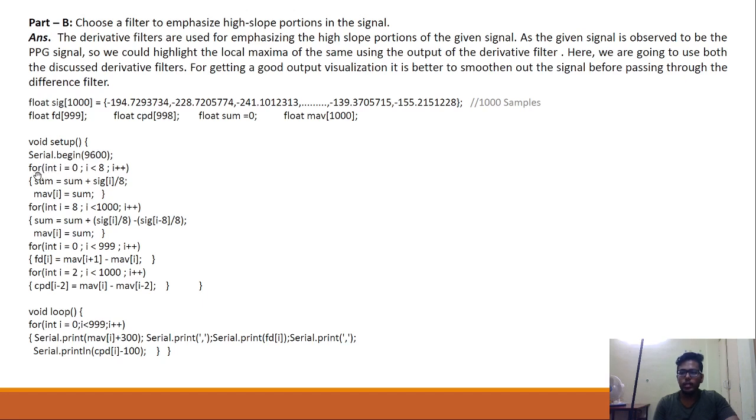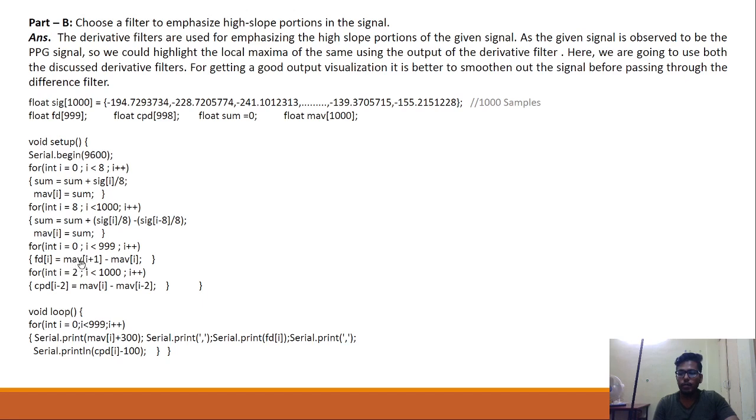Then I have calculated the moving average filter from I equal to 0 to I equal to 8, the same thing which I did in the last program. Then the calculation of the moving average filter continues here. Now the calculation of the first order derivative filter starts from here. For that I have initialized a for loop which runs from I equal to 0 to 999, and the first order difference filter is defined as x[I] equal to x[I] minus x[I minus 1].